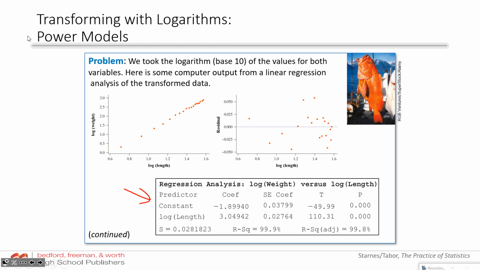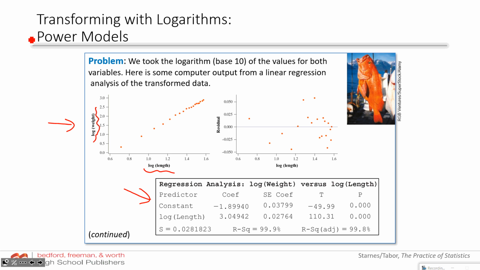All right, so let's look. This is the same exact data. Our answers should all line up and still be the same. So we took the log base 10 of the values for both variables. Here's some computer output. So notice here's my scatter plot. It's the log of the length versus the log of the weights. This is what we saw in the calculator, right?